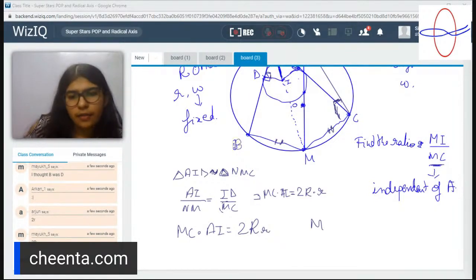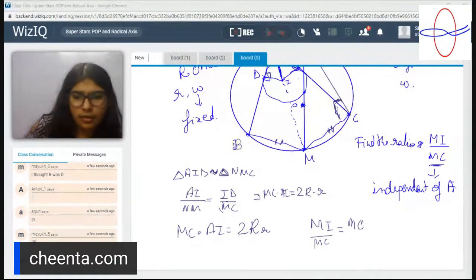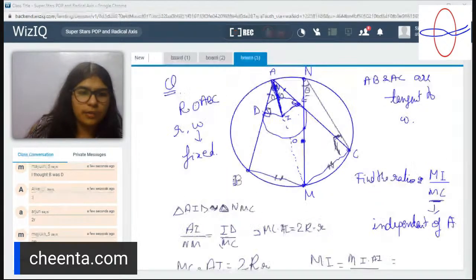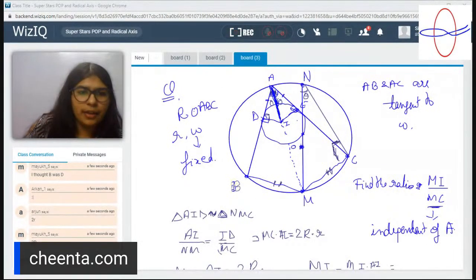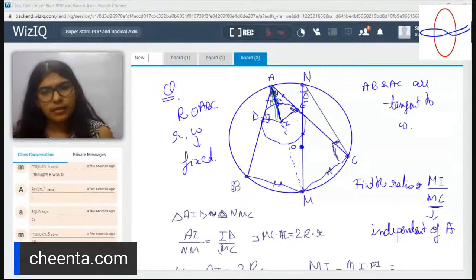Now you have MI upon MC. So you have to find this, right? You multiply by AI in the numerator and denominator, MI into AI equals MC into AI. What is MI into AI? Is MI into AI fixed? This is MI, and hence AI.